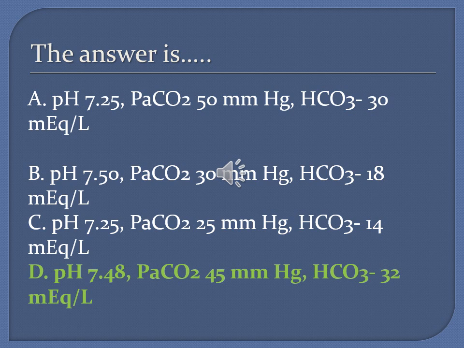So step five, does the CO2 or bicarb go the opposite direction of the pH? If it does, there is compensation by that system. So for example, let's say your pH is acidotic, your CO2 is acidotic, but your HCO3 or bicarb is alkalotic. The CO2 matches the pH, making the primary acid-base disorder respiratory acidosis. If the bicarb is opposite of the pH, then it would be evidence of a compensation from your metabolic system. So you would have a respiratory acidosis with metabolic compensation, right?